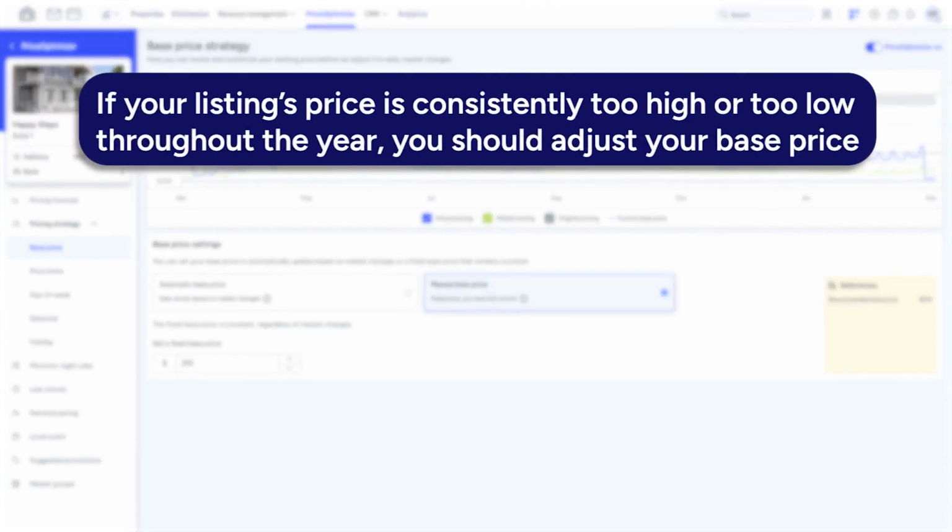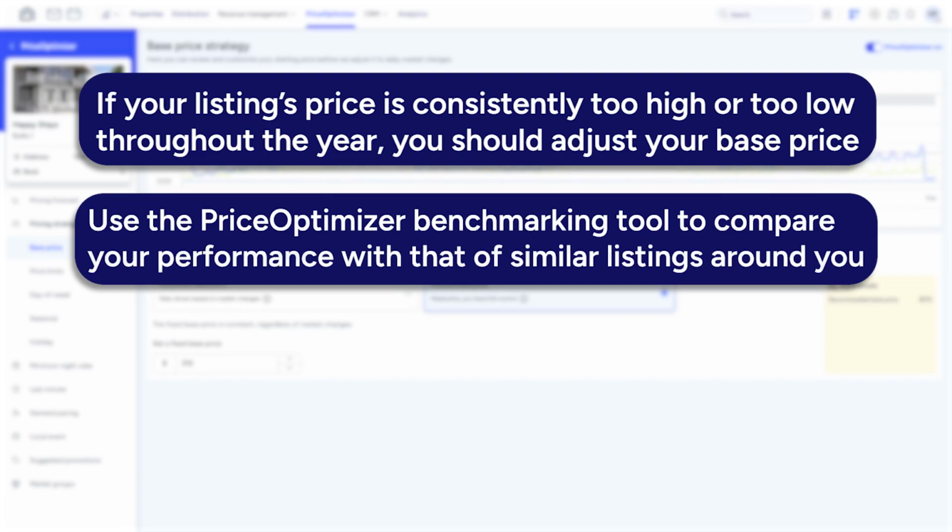If you notice that your listing's price is consistently too high or too low throughout the year, it's a strong indication that you should adjust your base price. Use the PriceOptimizer benchmarking tool to compare your performance with that of similar listings around you.